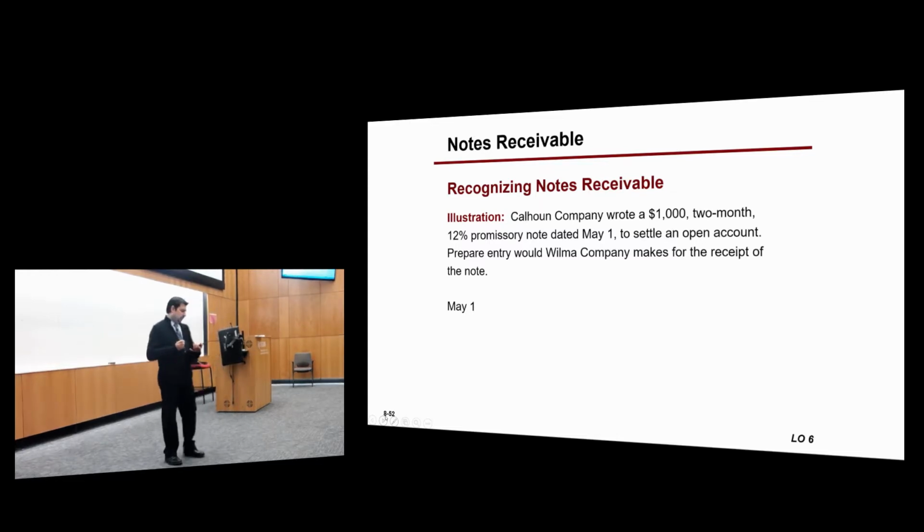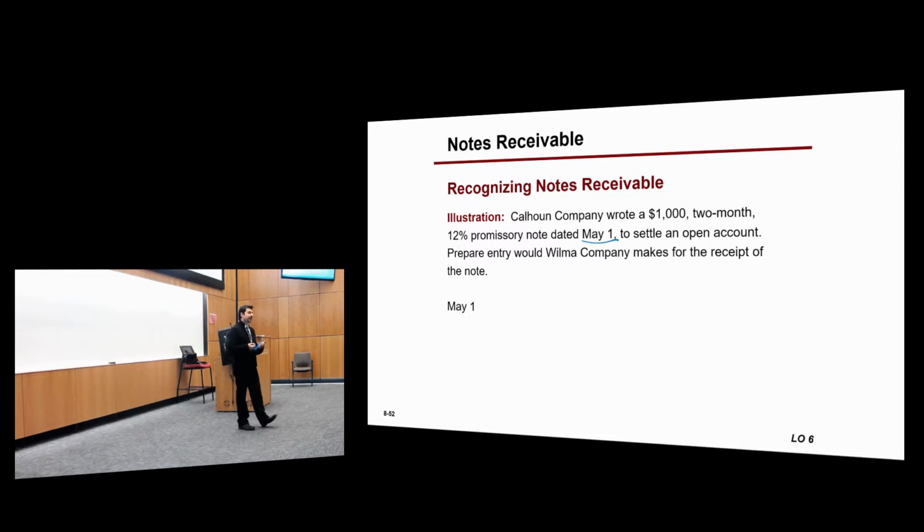So in this case, Calhoun Company wrote a 100, 2-month 12% promissory note dated May 1st to settle an open account. It could be a note receivable for cash. You would debit cash, credit notes receivable, right? Or do you do the opposite? Think about it. You are the company. You're giving them cash, they are giving you a note.